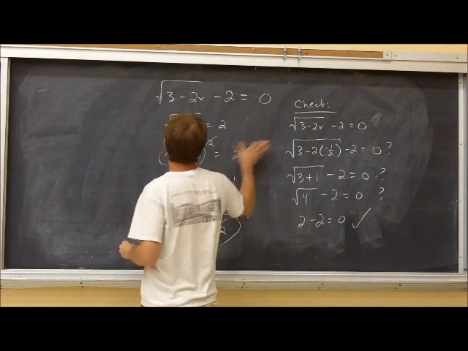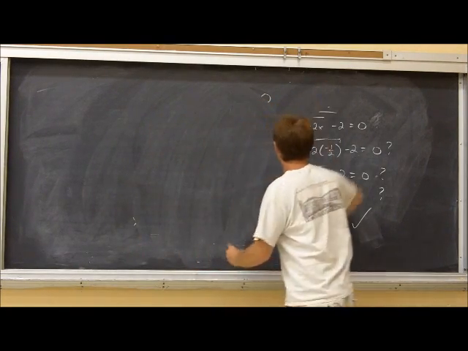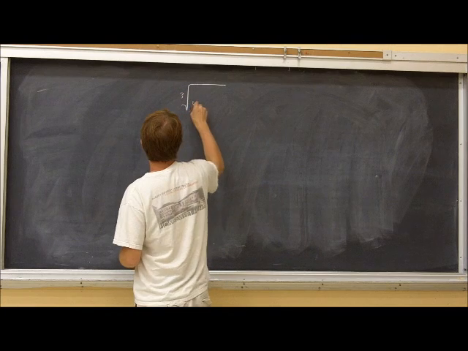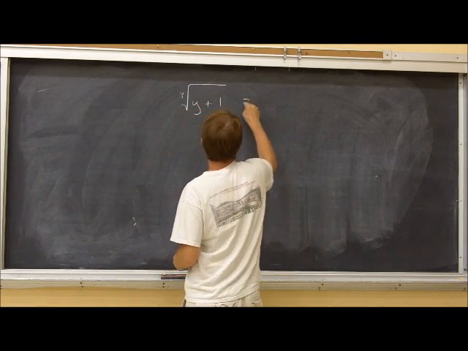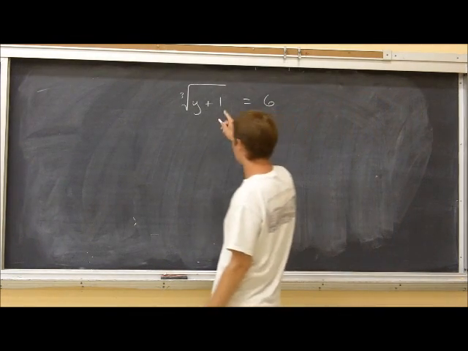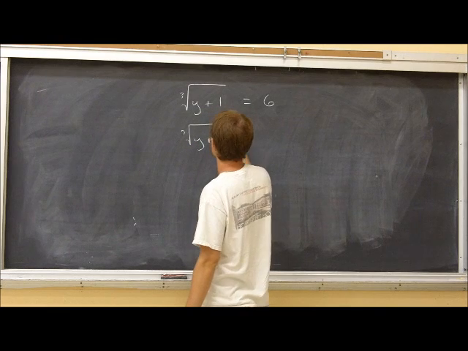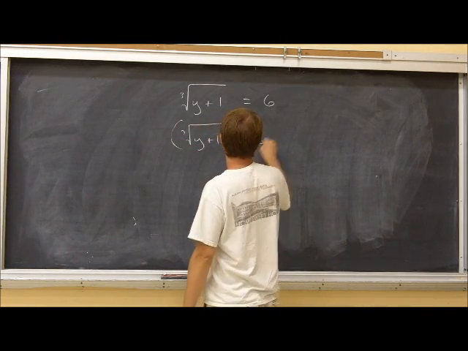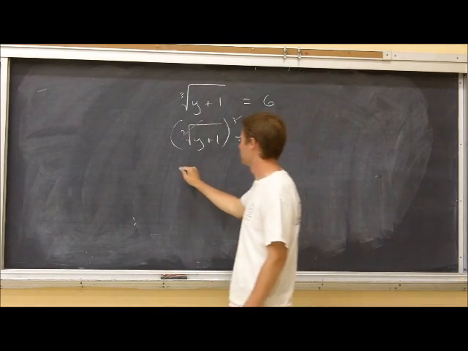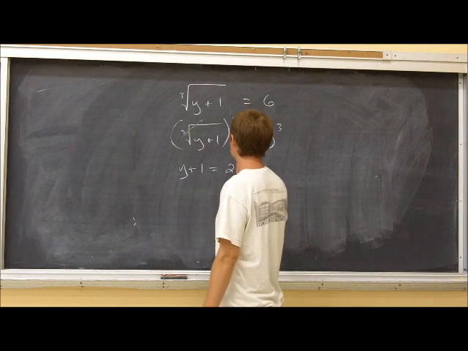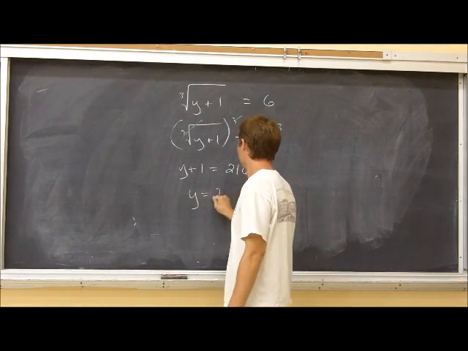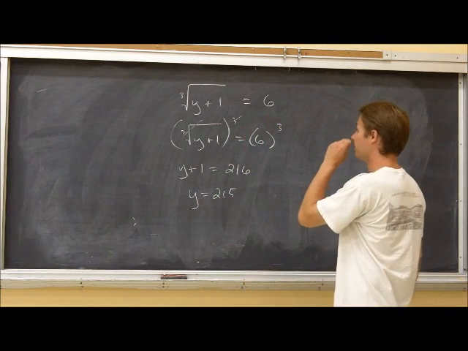What about one like this? The cubed root of y plus 1 is equal to 6. Now in this case, I'm not dealing with a square root, but a cubed root. So if I want to undo this radical, I don't need to square both sides, but instead I'm going to cube both sides. And this cube and this cubed root now will cancel out. So I end up with y plus 1 is equal to 216. Now simply subtract over the 1, and I'll get that y is equal to 215.